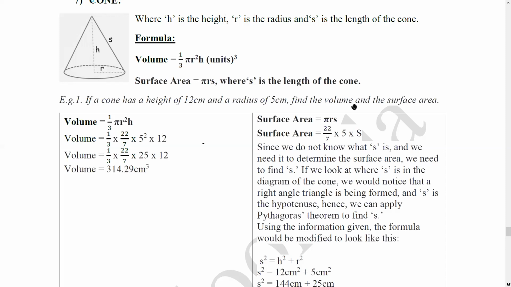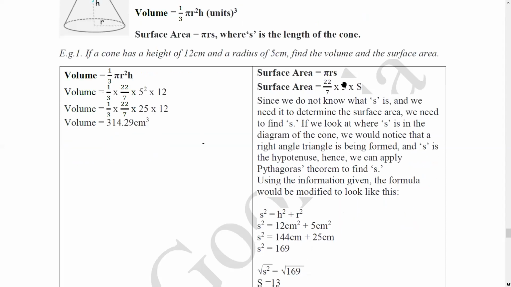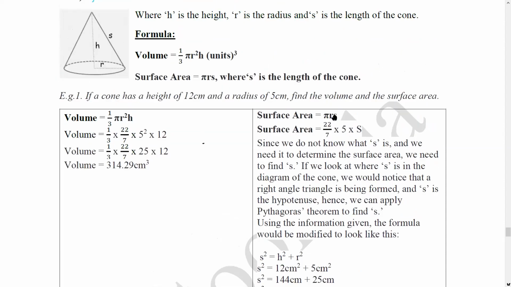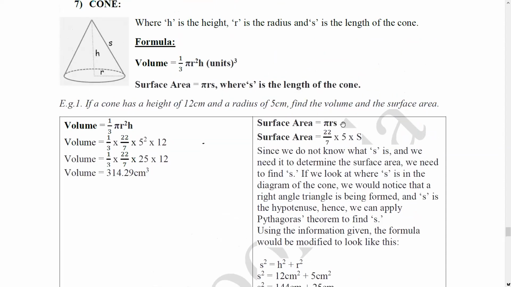So we found the volume. Now we're looking at the surface area. We state the formula, pi r s, where s is the side. So the surface area is 22/7 by 5 by s, because we don't know what s is as yet. Since we do not know what s is, and we need to determine the surface area, we need to find s. And remember, this is s.